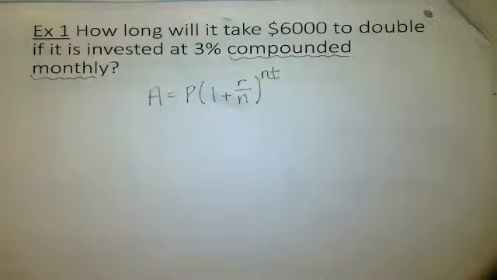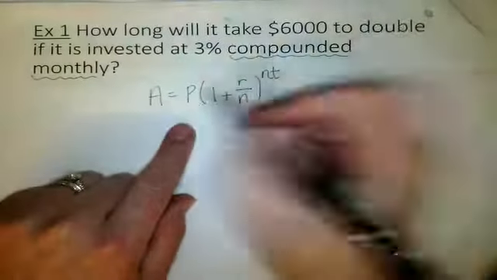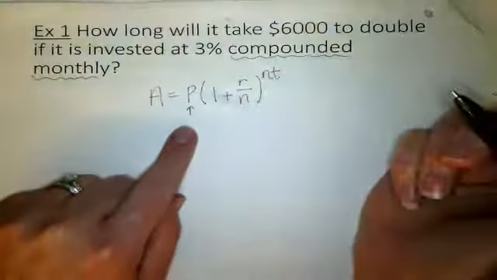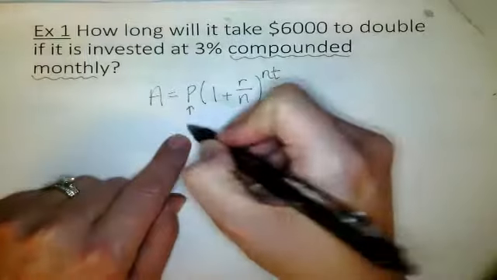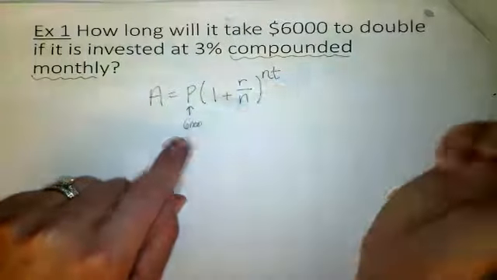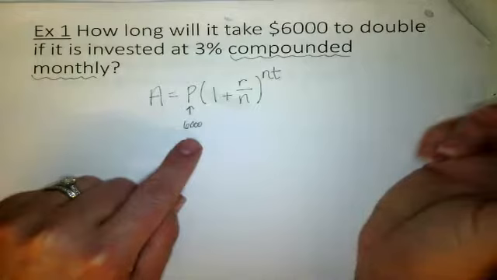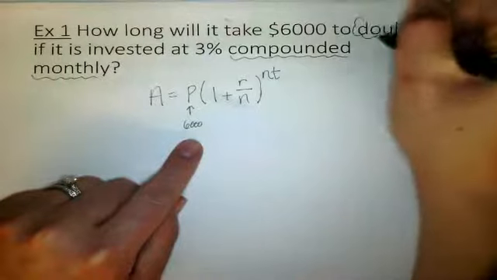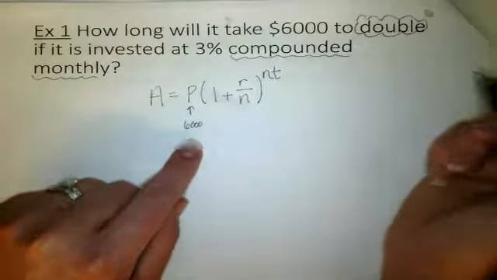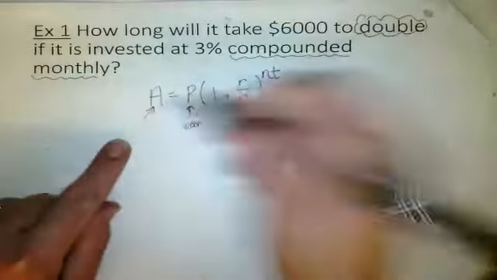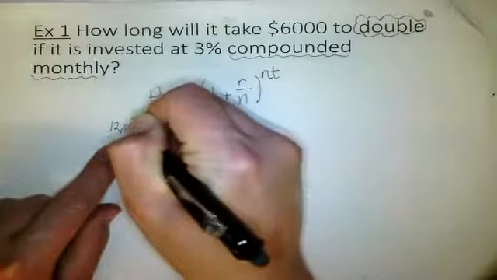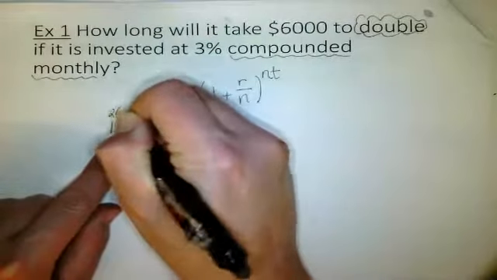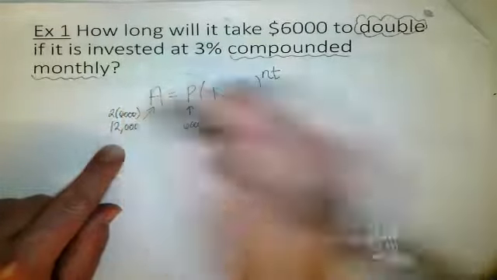All right. So we want to know what goes where. What is our initial investment that we're putting into our account? $6,000. That's right. And we want to know when it doubles. So doubling, we want to know when the amount would reach $12,000, because that would be twice the 6,000.